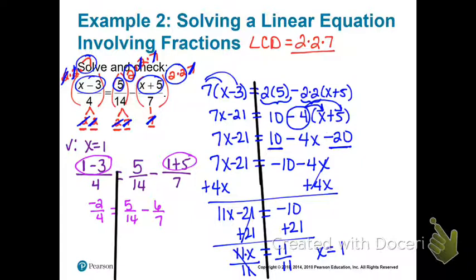So I really shouldn't have worked both there. But the negative 2 over 4 I can reduce. If I put that in my calculator, it tells me it's a negative 0.5. And so then on this other side, now that I've just got two fractions being subtracted, I'll put it in my calculator. 5 divided by 14 minus 6 divided by 7. You hit enter and it says negative 0.5. Because that's true, that means that x equals 1 is our solution.